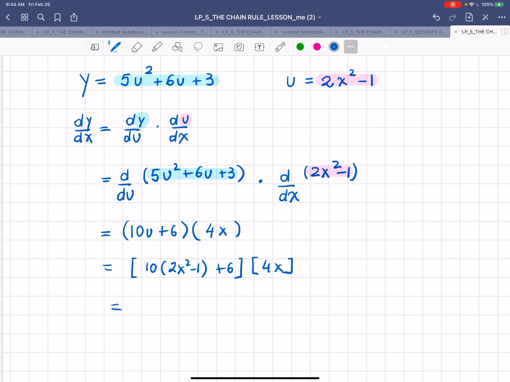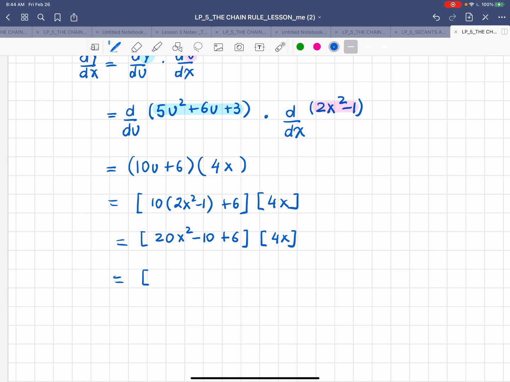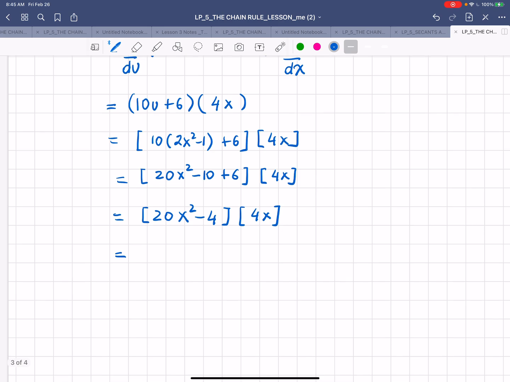So simplify a bit more. Here we have 20x squared minus 10 plus 6, times 4x, or 20x squared minus 4. Obviously, you don't have to write this many steps, but I'm just trying to show all the work and explain everything. And we take out 4. We have 5x squared minus 1 times 4x. So that would be 16x times (5x squared minus 1).